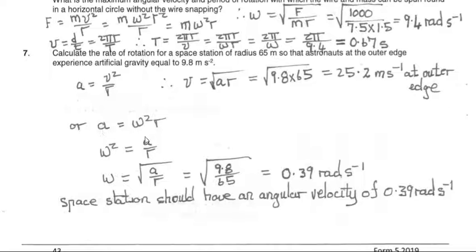Or a equals omega squared r, omega squared equals a over r, omega equals the square root of a over r equals the square root of 9.8 divided by 65 equals 0.39 radians per second. The space station should have an angular velocity of this, and it should have a linear velocity of this.